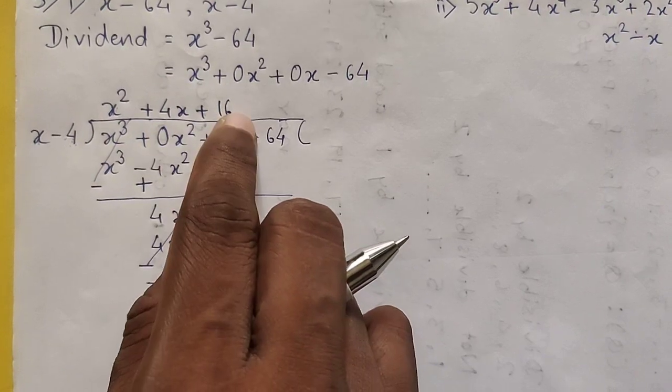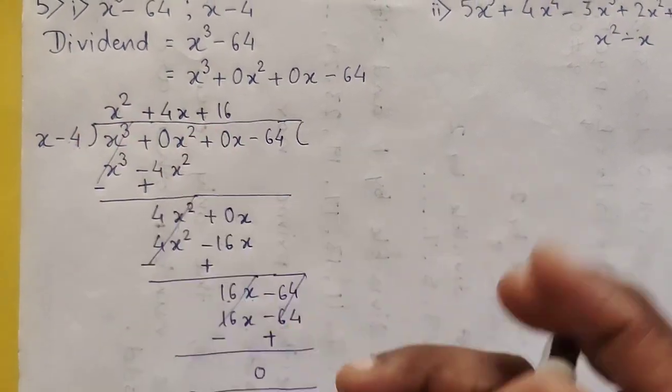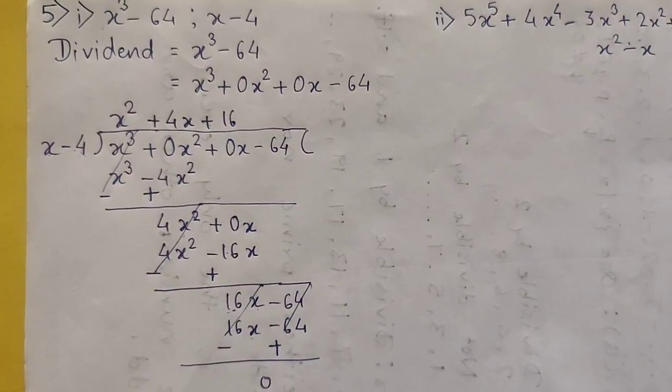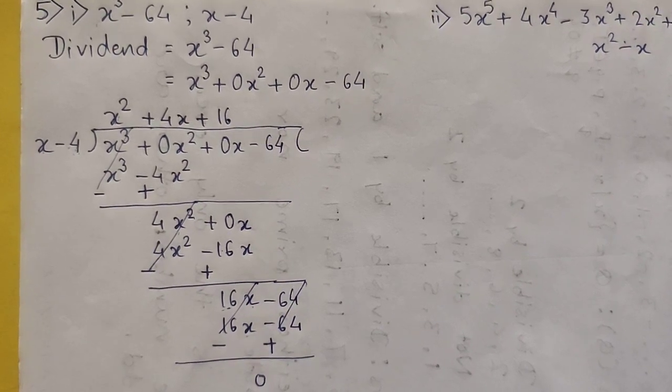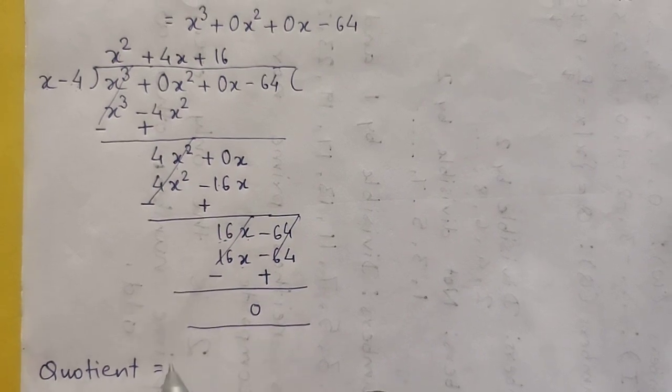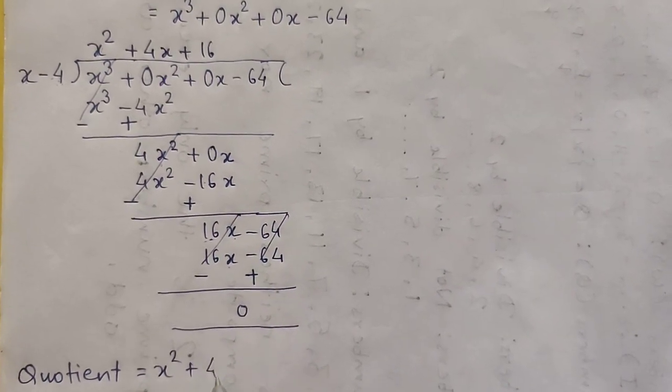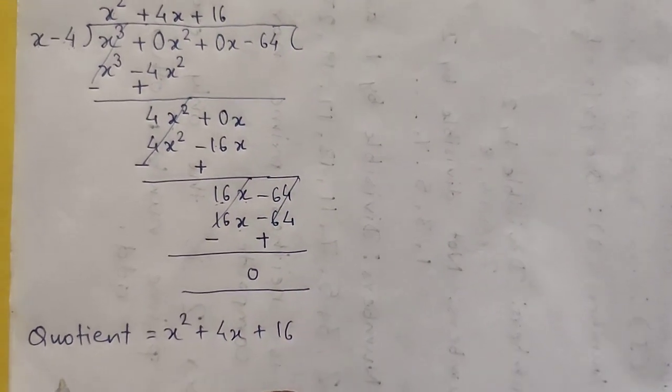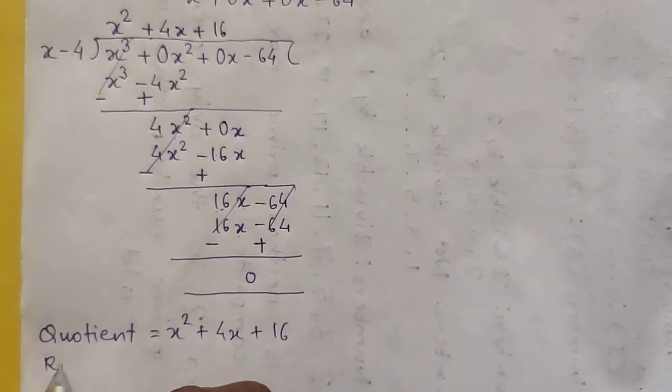quotient. Okay, so in this case your quotient is x square plus 4x plus 16, and what is your remainder? 0.